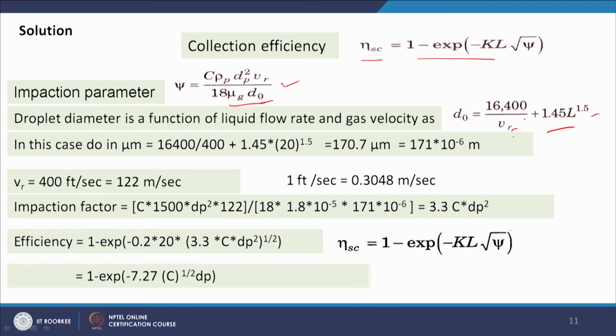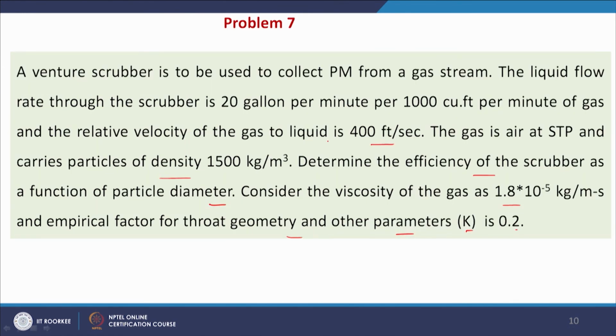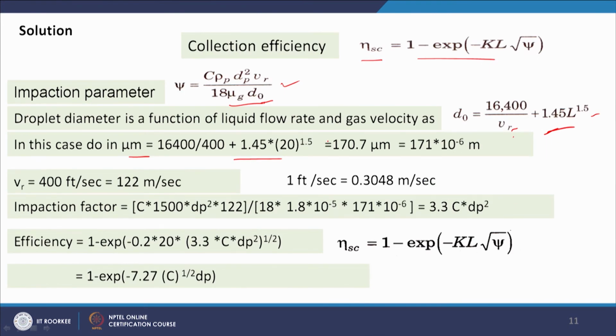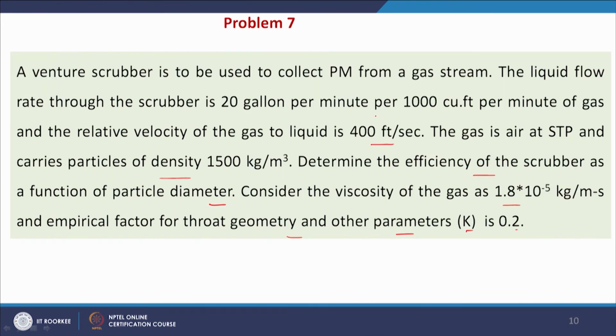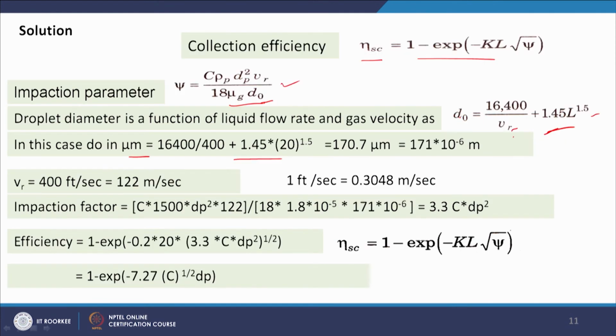So, droplet diameter is a function of liquid flow rate and gas velocity as this one, and in this case do is in micrometers, and this formula we will put. In this case, Vr is equal to 400, it is given 400 feet per second. So, this divided by 400 plus 1.45 into L to the power 1.5. So, what is L? L is equal to the liquid flow rate. So, that is 20 gallons per minute per 100 cubic feet. So, this unit we should have, L should be in this unit.